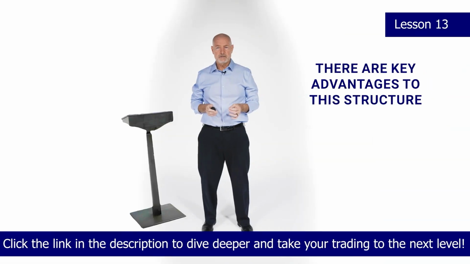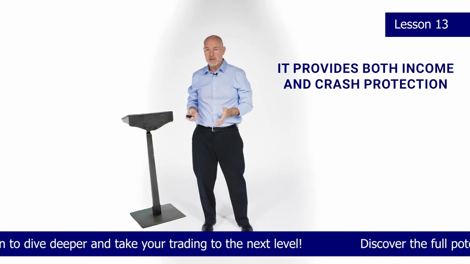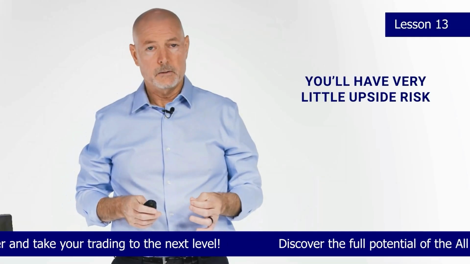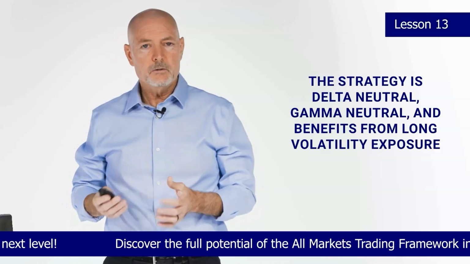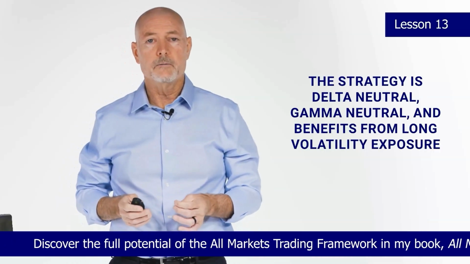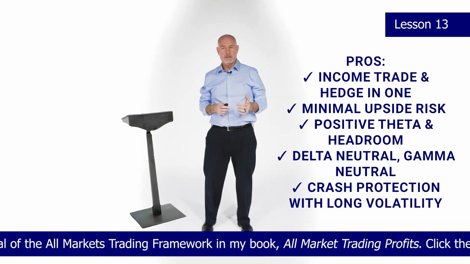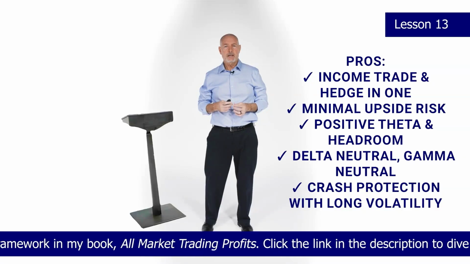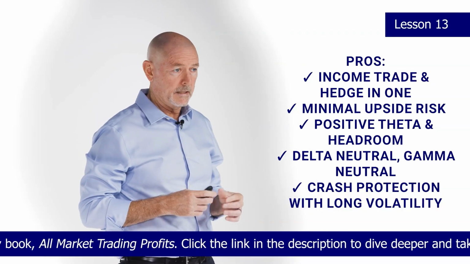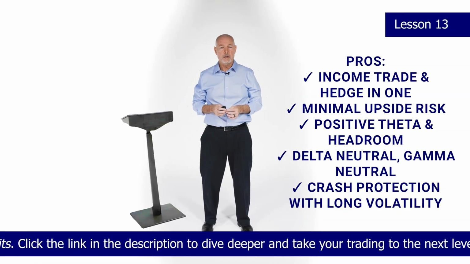There are key advantages to this structure. It provides both income and crash protection. You'll have very little upside risk. The strategy is delta and gamma neutral and benefits from long volatility exposure. The pros: income, trade, and hedge in one. Minimal upside risk. Positive theta and headroom, delta neutral and gamma neutral, crash protection with long volatility.